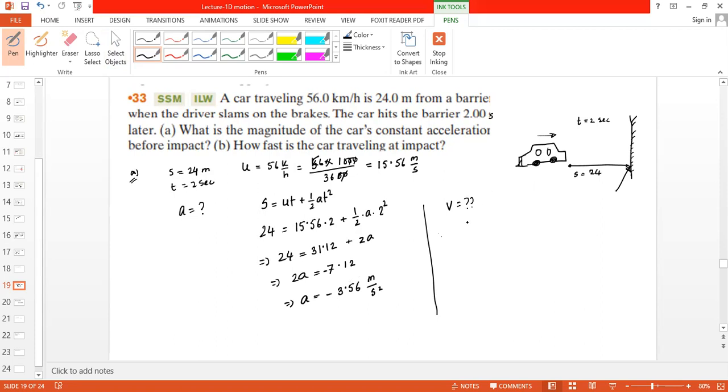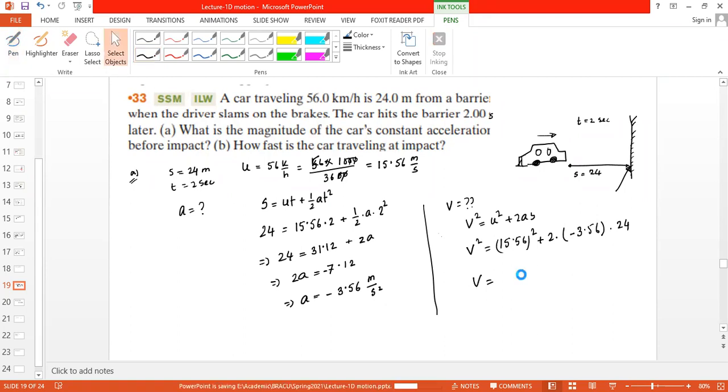So the formula is easy. v square equal to u square plus 2as. So v square equal to u, which is 15.56 whole square, plus 2 into acceleration, which is minus 3.56, multiplied by s, 24. Can you tell me the value of v? Yes. You have to solve this, and this will give you the value.